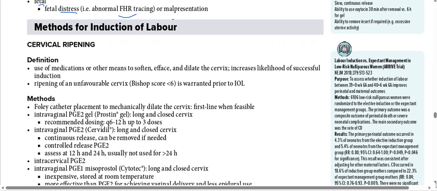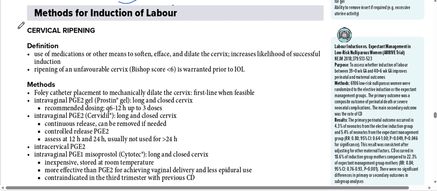The next thing I'm going to discuss is methods for induction of labor. The first method we are going to discuss is cervical ripening. The definition is the use of medications or other means to soften, efface, and dilate the cervix. We are going to make the cervix soft. Effacement and dilatation increase the likelihood of successful induction.